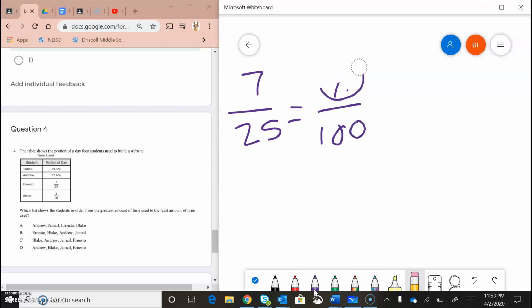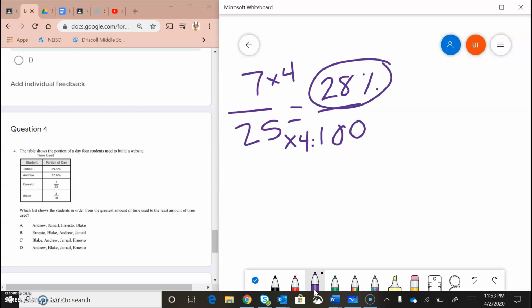Okay, so what we need to think about is what number could we multiply 25 by to get to 100? Think of your 25s as like quarters. How many quarters are in a dollar? 4, right? So 25 times 4 would equal 100. So what we did to the bottom, we need to do to the top now. So 7 times 4 equals 28. So we know that 7 over 25ths would convert to 28%.